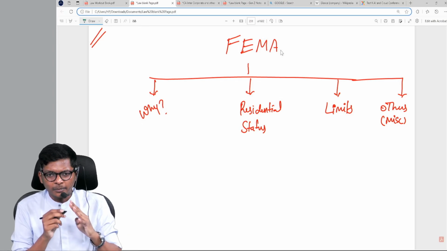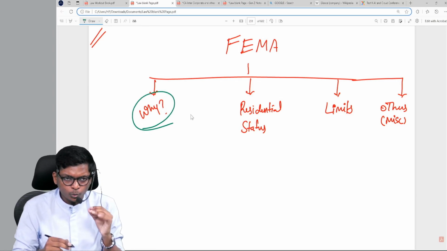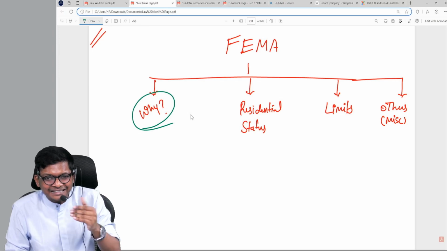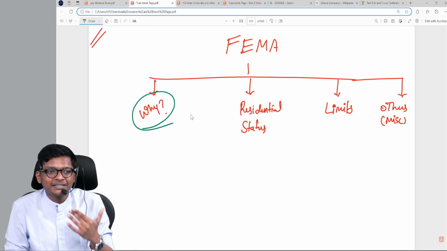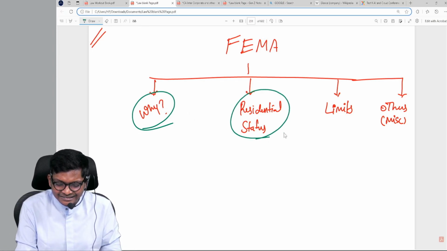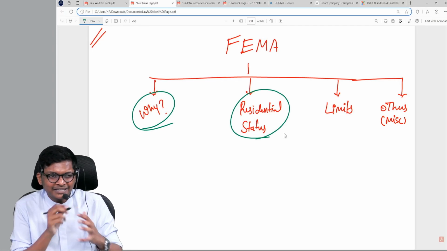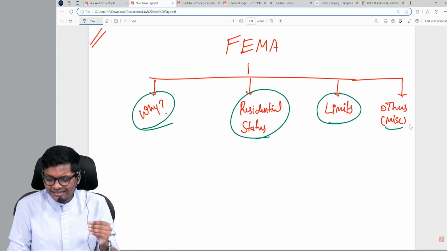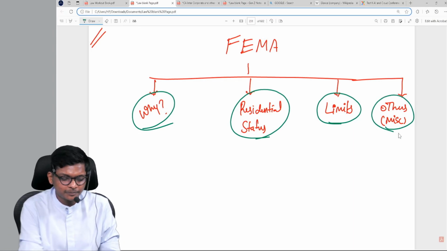Only 4 parts to FEMA. First, I will teach you why FEMA came into the syllabus and why FEMA came as an act itself. Leave the syllabus, why it's there. Second is residential status. When we get there, I will teach. Next is some limits. Then lastly, some other miscellaneous concepts.